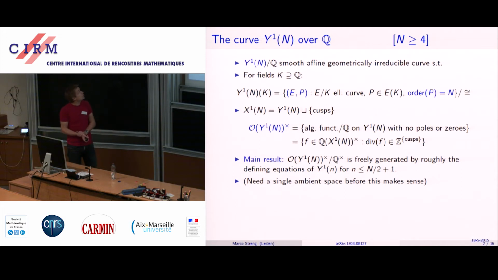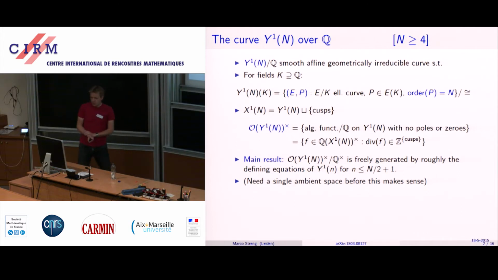There's also a curve X1(n), and this is just Y1(n) made into a projective curve, so there are some extra points added, which we call the cusps. I put the one up on top. Sometimes you see the one below, and often people mean exactly the same curve over Q that I mean here.